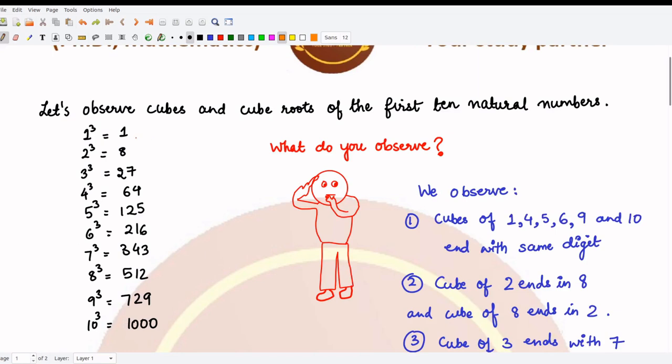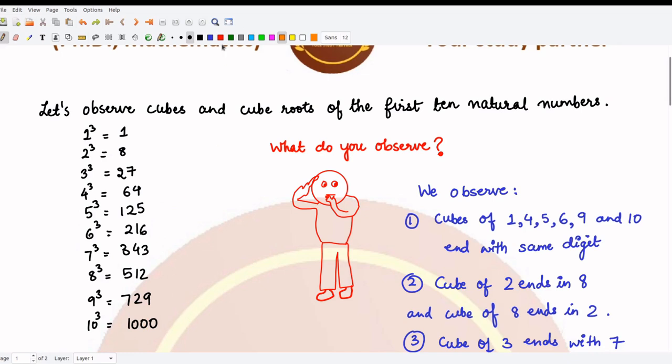1 cube is 1, 2 cube is 8, 3 cube is 27, 4 cube is 64, 5 cube is 125, 6 cube is 216, 7 cube is 343, 8 cube is 512, 9 cube is 729 and 10 cube is 1000, right? So looking at this, what do you observe?